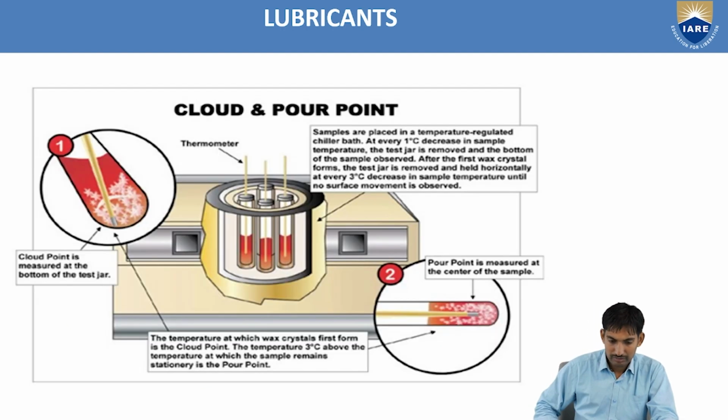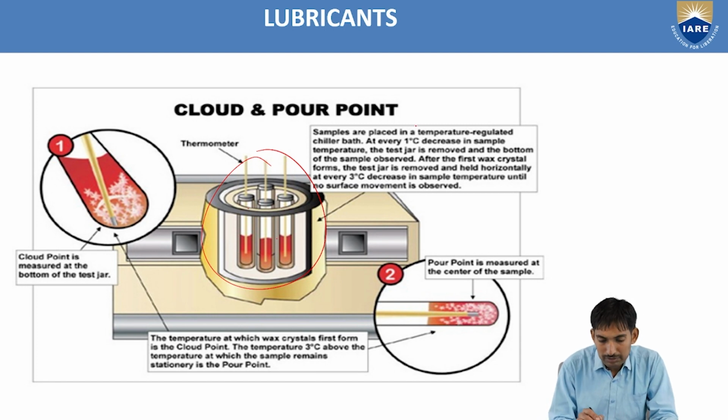This is the setup inside. These are the flat bottom test tubes, in which we take the oil. The samples are placed in a temperature regulated chiller bath. At every 1 degree centigrade decrease in the sample temperature, the test jar is removed, and the bottom of the sample is observed.